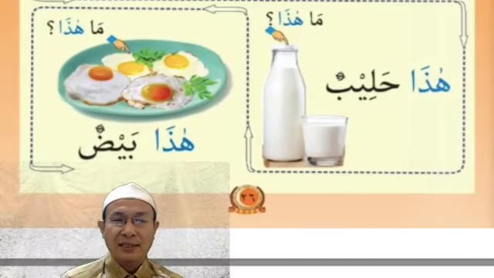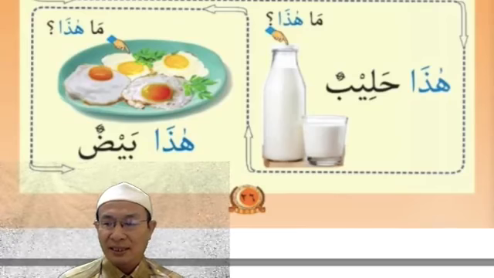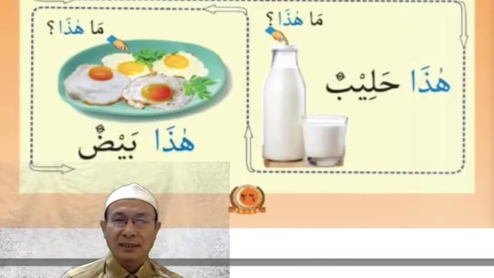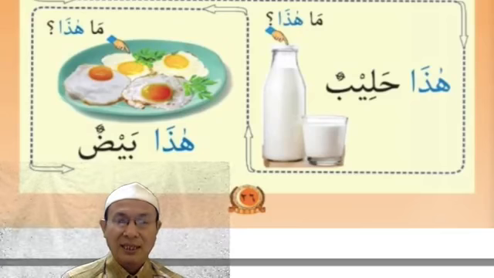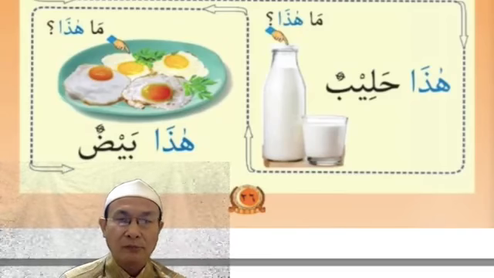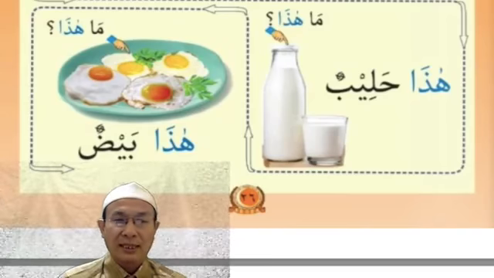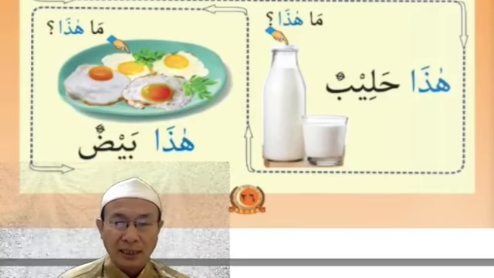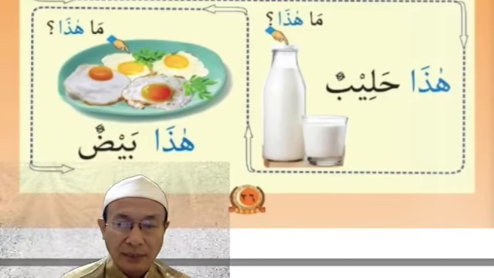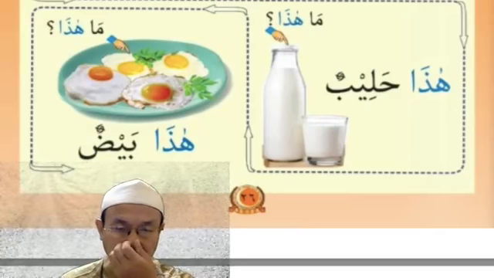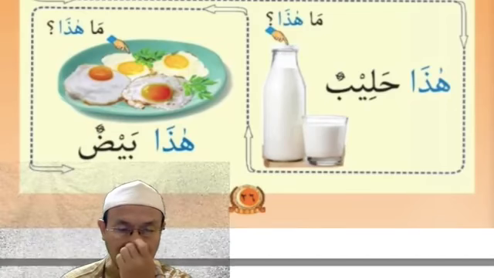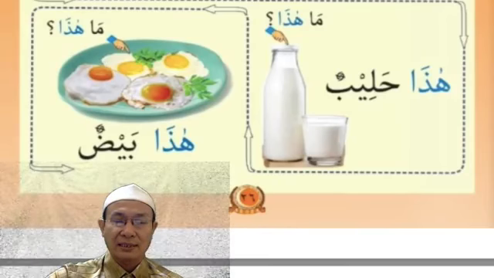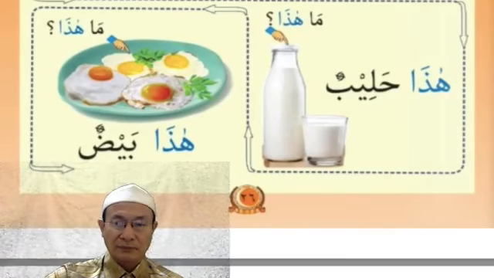ما هذا. What is this? هذا بيض. This is egg. Alright? This is egg. هذا بيض.